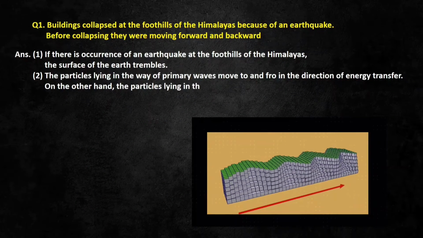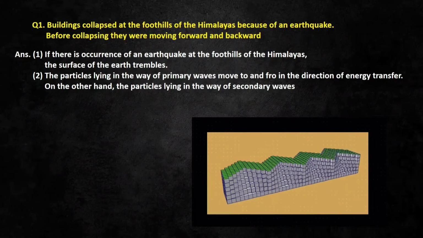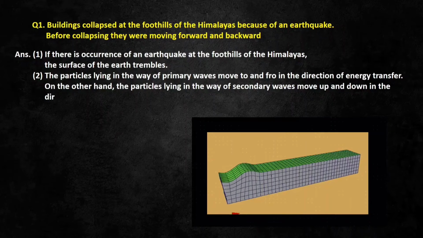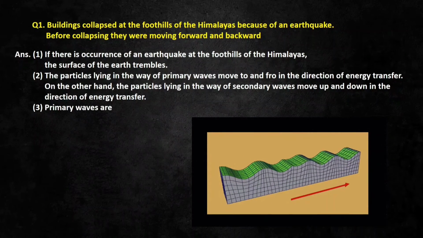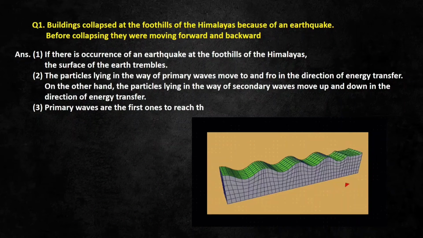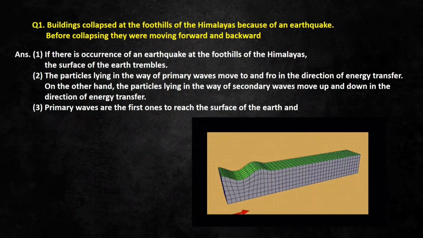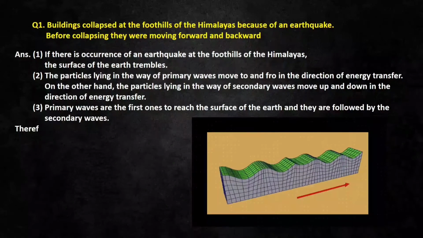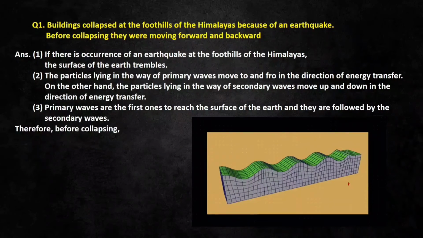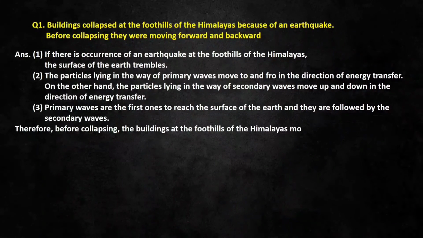On the other hand, the particles lying in the way of secondary waves move up and down in the direction of energy transferred. Primary waves were the first ones to reach the surface of the earth, and they are followed by the secondary waves. Therefore, before collapsing, the buildings at the foothills of Himalayas move forward and backward.